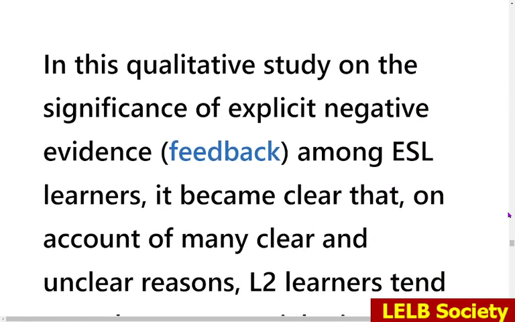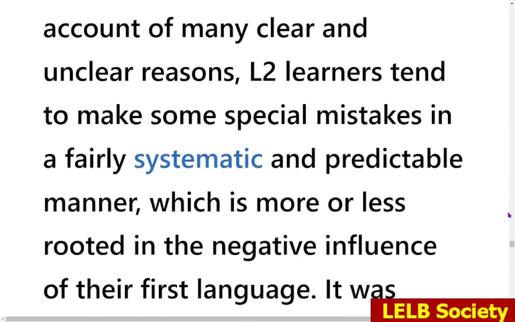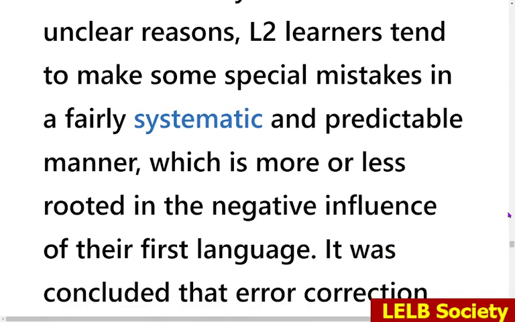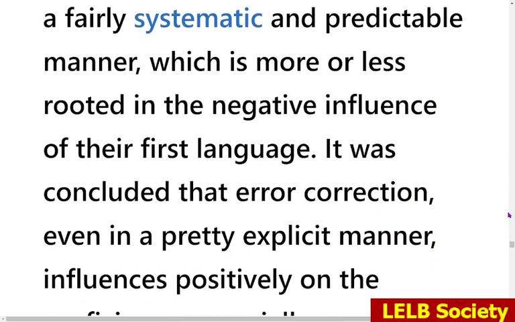Conclusion. In this qualitative study on the significance of explicit negative feedback, evidence and feedback among ESL learners, it became clear that on account of many clear and unclear reasons, L2 learners tend to make some special mistakes in a fairly systematic and predictable manner, which is more or less rooted in the negative influence of their first language.